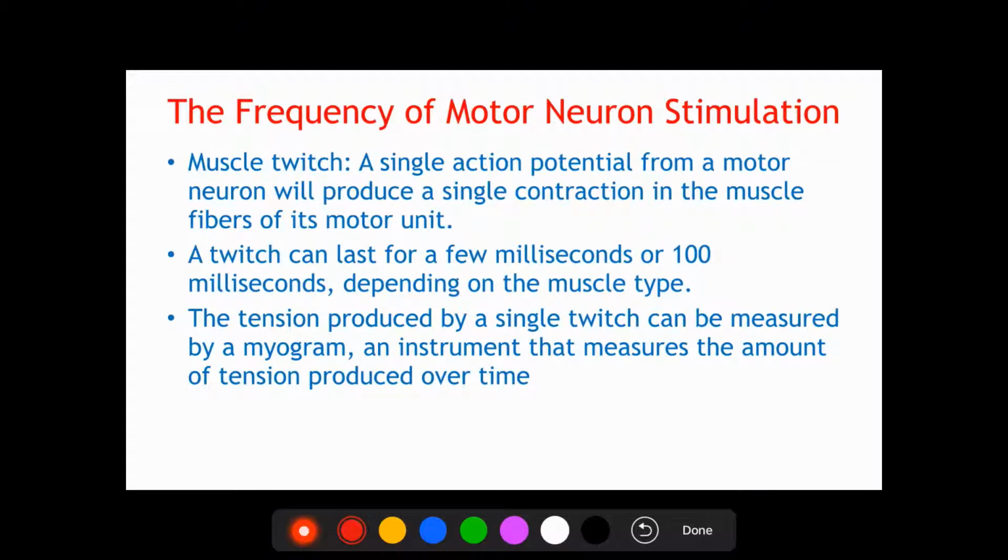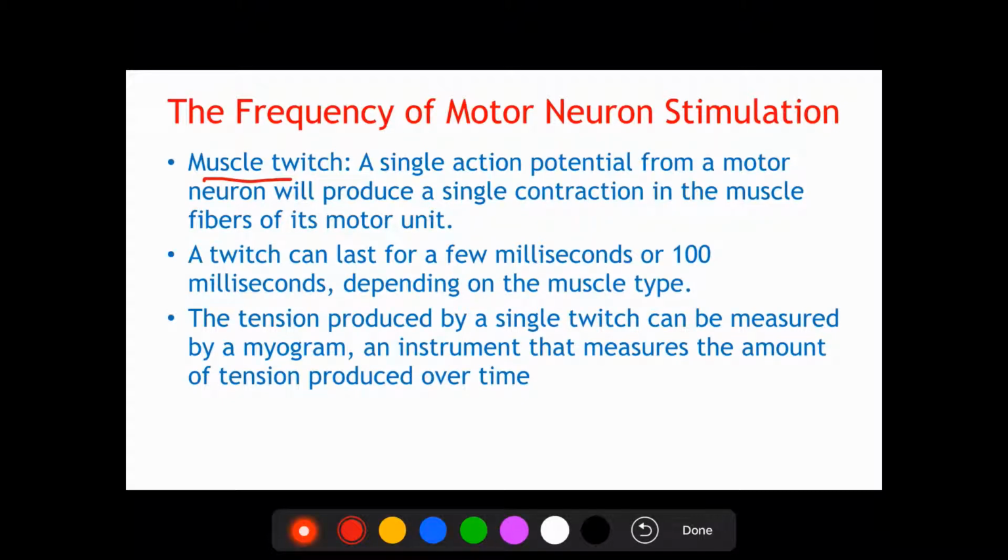Okay, a few other things. And this part is relatively very simple compared to the other parts of this chapter. For the frequency of motor neuron stimulation, now we understand, for example, if you are walking, it means that you are continuously stimulating your muscles, or the muscles are continuously stimulated to produce this movement. So scientists came up to understand this better. They came up with something called the muscle twitch.